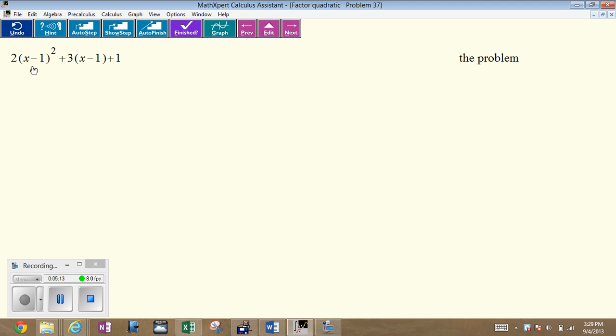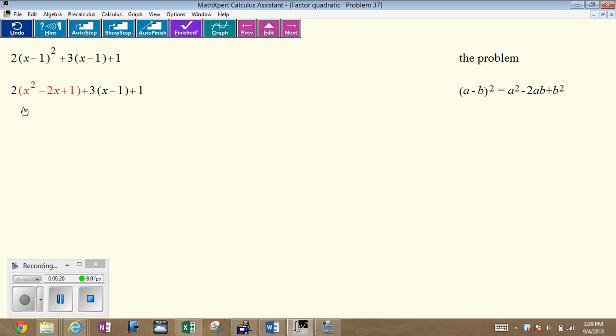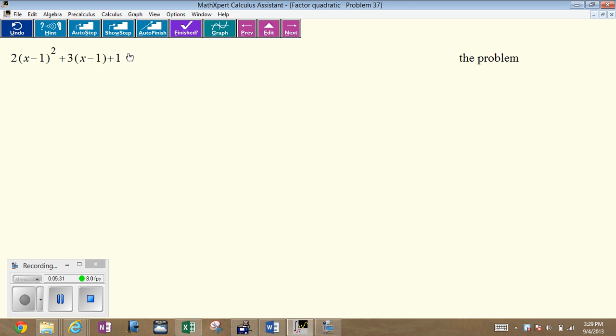Here's one, okay? What not to do. Don't go and expand this, okay? Because then you're making life more difficult. Then you have to distribute. The idea is to factor. So I'm going back. I'm going to undo that. I'm going to tag this. I'm going to say, gee, I wish that were looking like something else. Well, then we do the substitution.